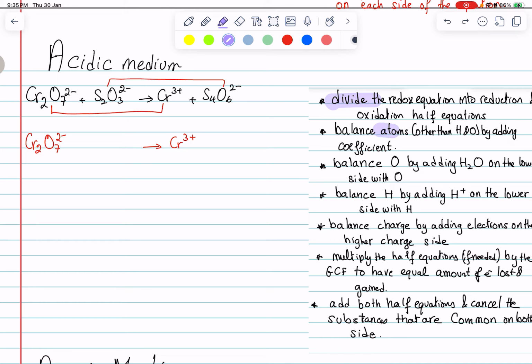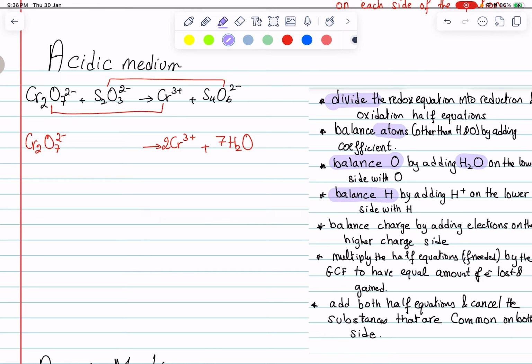Now, balance atoms, not H, not O, by adding coefficients. So here I have 2 Cr with 1 Cr. So I am going to add 2 on the side. I added a coefficient. 2 is a coefficient. Next, balance O by adding H2O where you need. So on this side, I have 7 oxygen atoms. So I am going to add 7 H2O on this side.